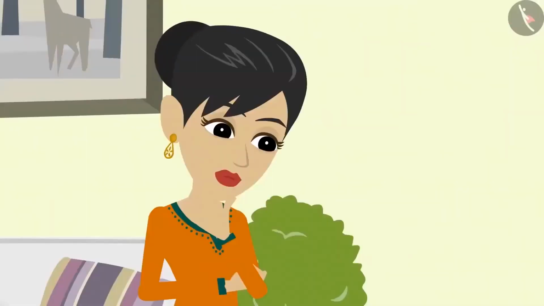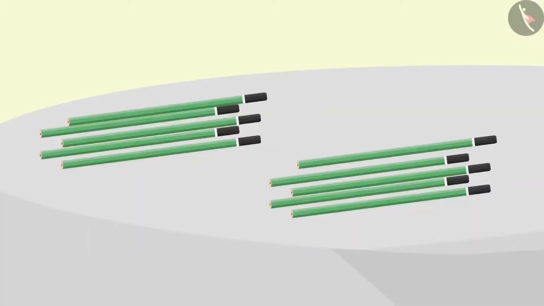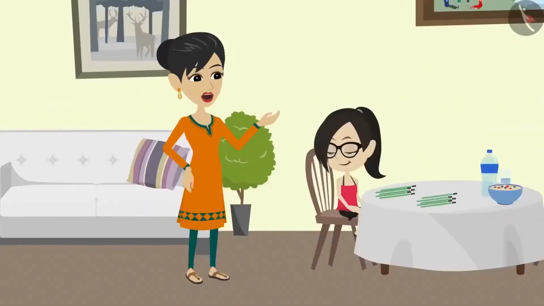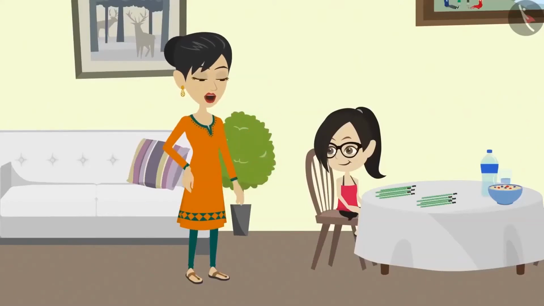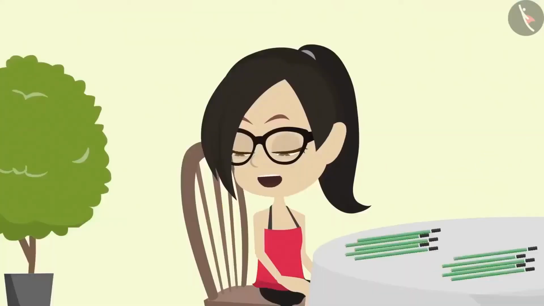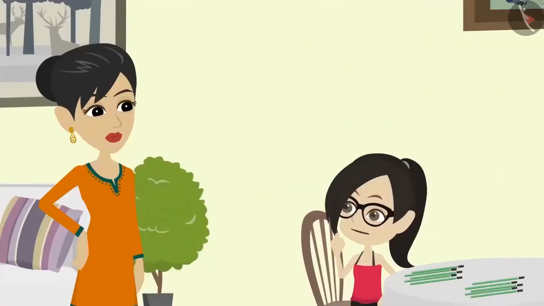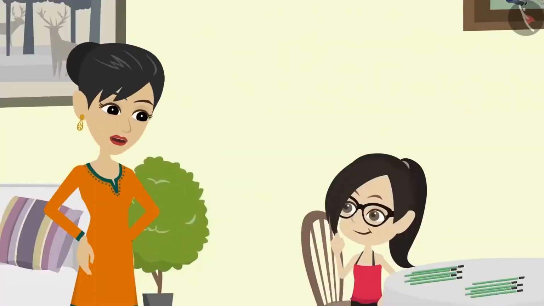Mummy sees Vandana distributing pencils like this and tells her, Hey Vandana, you know multiplication tables, then why distribute the pencils like this? What is the relationship between multiplication tables and this? I will explain. See, you had to divide 10 pencils into 2 equal parts, so you can use division for it. How? We have to divide 10 pencils between 2 people.